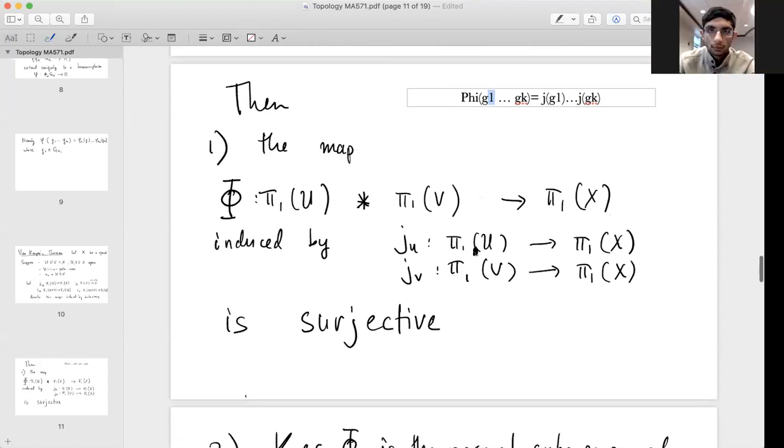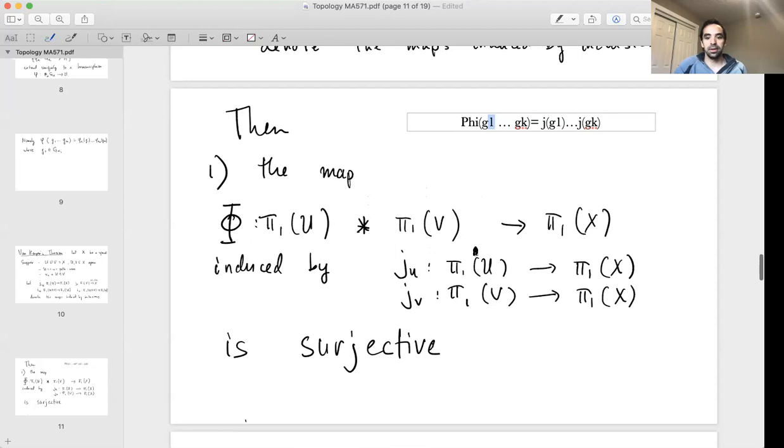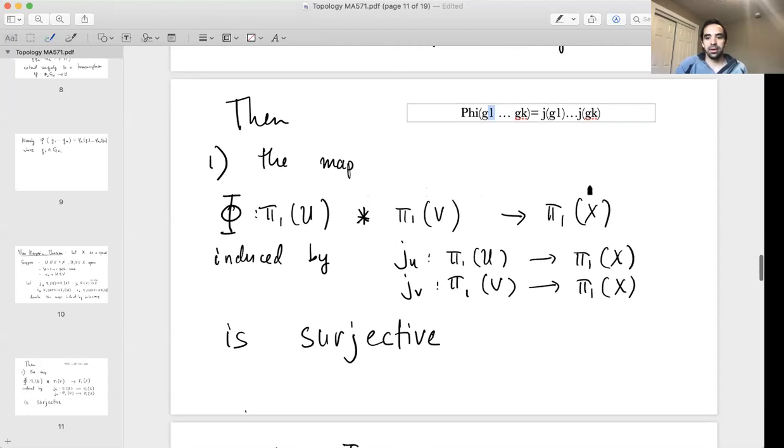We'll see a picture. Okay, so that's the first statement of Van Kampen, that you can always break down any loop like that. Any loop in X, any homotopy class of loops in X, can be broken down into a product of loops, each lying in either U or V, or both.